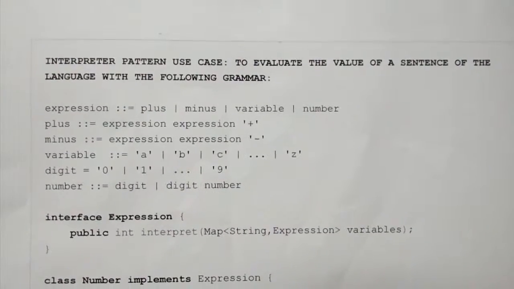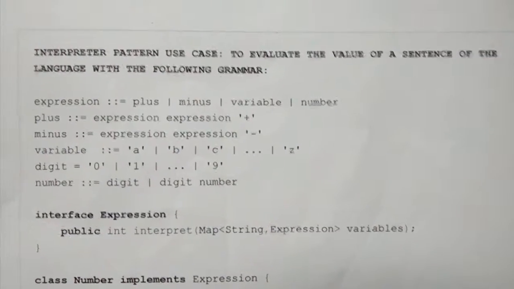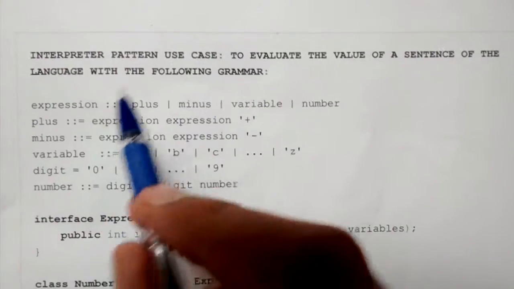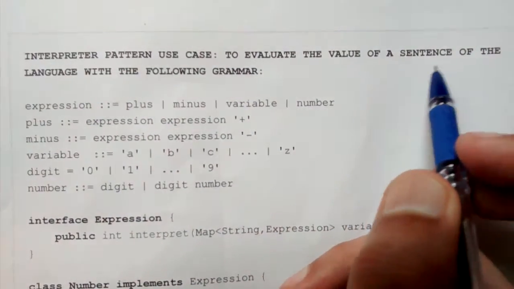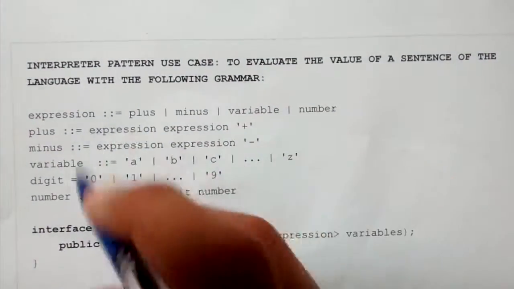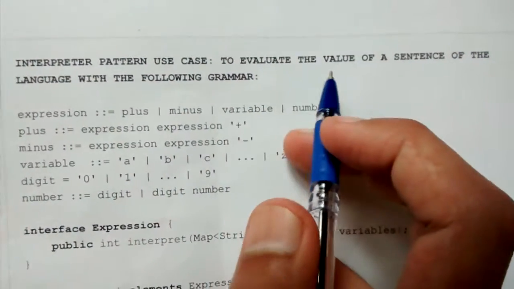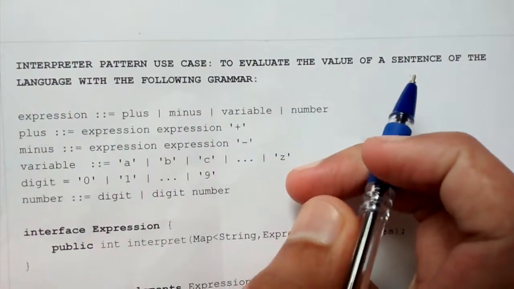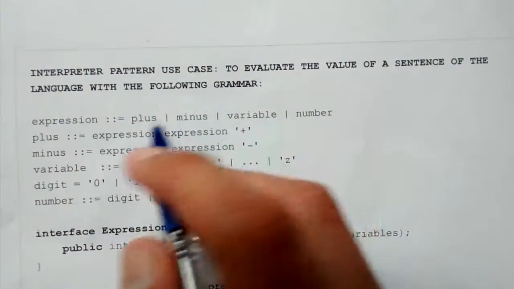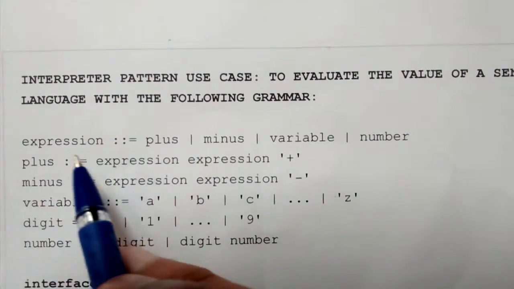So today we will be learning a topic which is the prerequisite for studying the interpreter pattern. This interpreter pattern is used to evaluate the value of a sentence of a language. So we consider this language. This interpreter pattern is generally used to calculate or evaluate the value of a sentence of a given language. We are considering this particular language which is represented by this grammar.